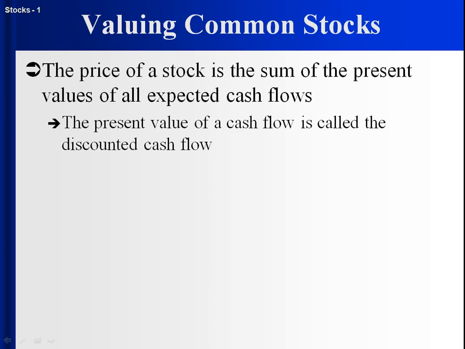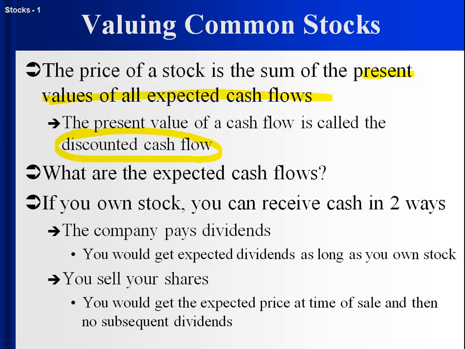What's the price of a stock? Well, the price of a stock is the value of the stock. It's the same as the value of anything that we look at, and it's simply the present value of all the expected cash flows. When we talk about the present value of a cash flow, we use the term discounted cash flow frequently. So basically, if you want to know what the value of a stock is, what are the expected cash flows? What's the right discount rate? Discount all those expected cash flows, add them up, there's your price of a stock.